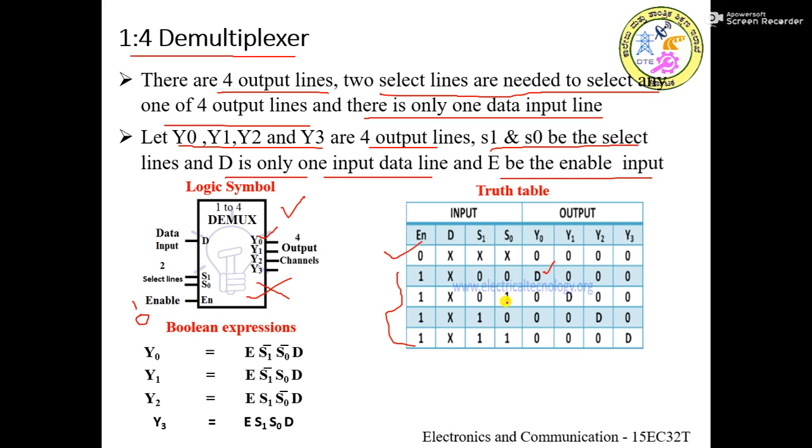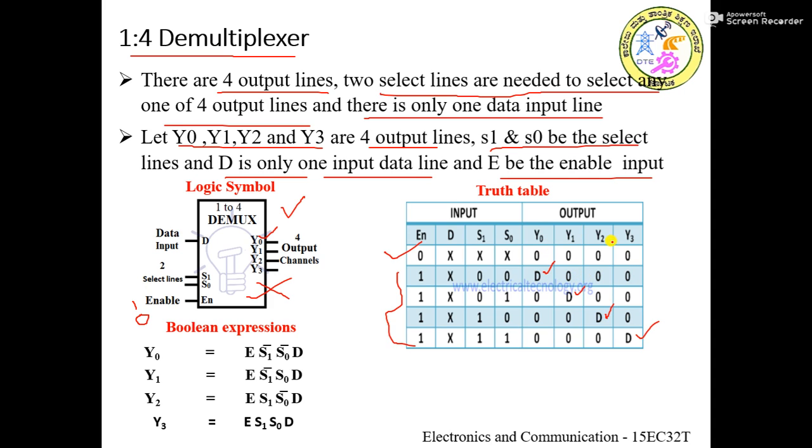Similarly with 0 1, Y1 is selected, and the input information D will appear on Y1. Similarly with 1 0, Y2 is selected and the information appears on the Y2 line. Similarly with the last combination 1 1, Y3, the last output line, is selected and the D input information is routed on the Y3 output line. So whichever line is not selected, its content will be 0.